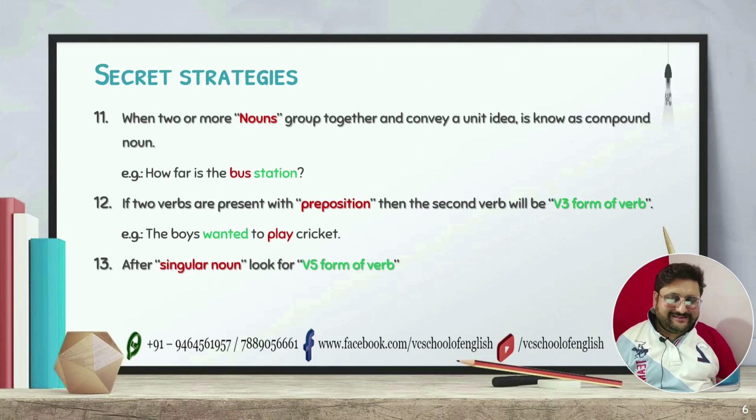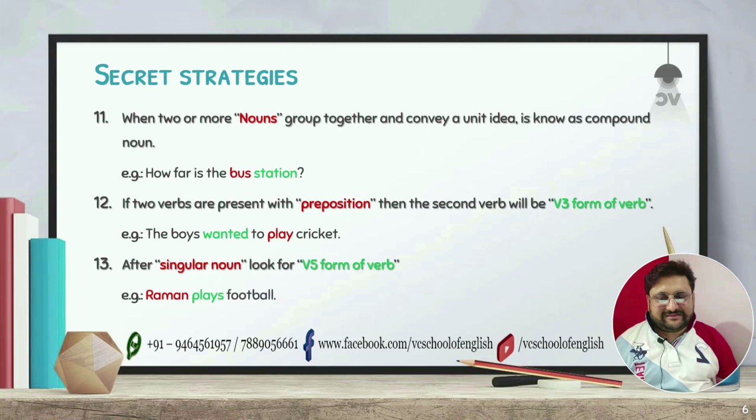Last but not the least, after singular noun, look for V5 form of verb, which is also known as fifth form of verb ending with S or ES. For example, Raman plays football. So in this case, plays is a verb and Raman is a subject.